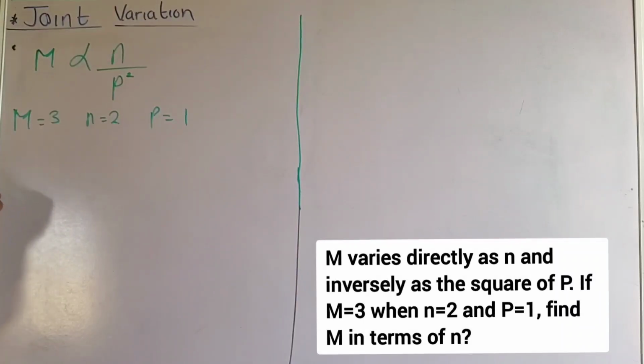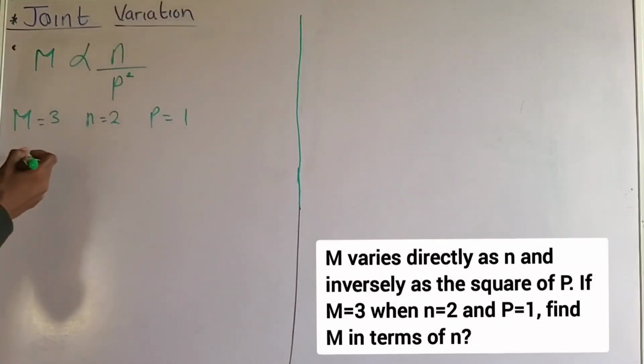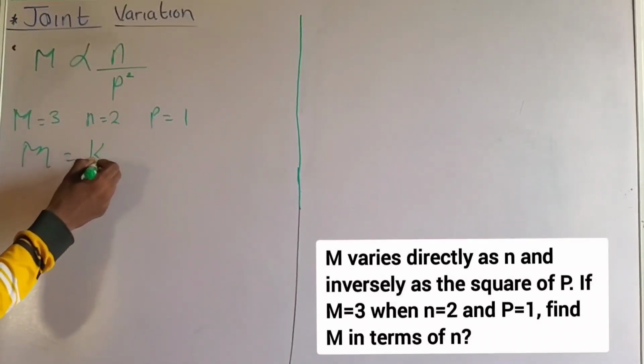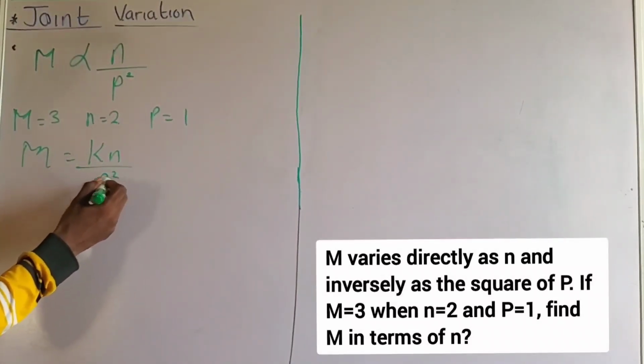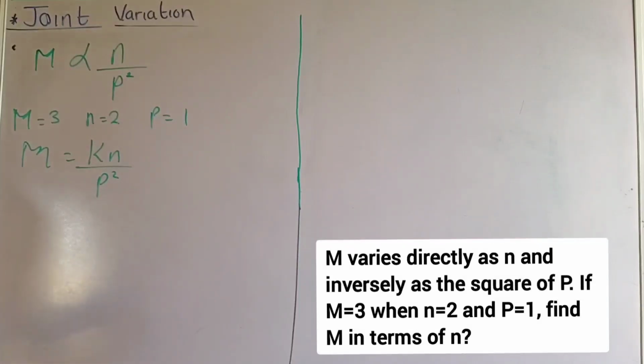Okay, now to find m in terms of n and p, don't forget that we are dealing with variation, and in variation we cannot proceed with the variation sign. We first have to change this to an equals to sign, and to do that we have to introduce a proportionality constant. Do you understand? So I'm going to have m equals k multiplied by n over p squared. Okay, now we need to get the value of k, are you getting it, from the values that you have been given.